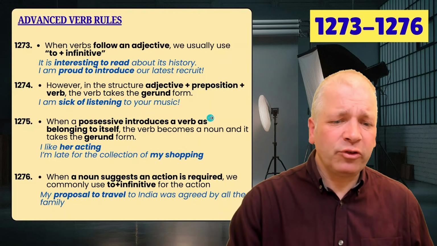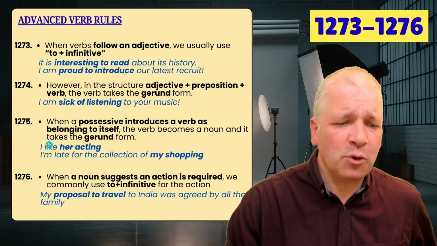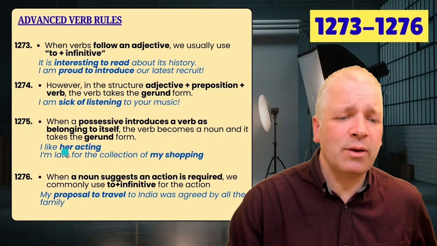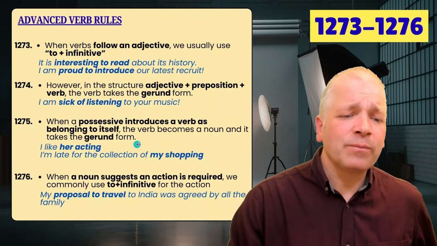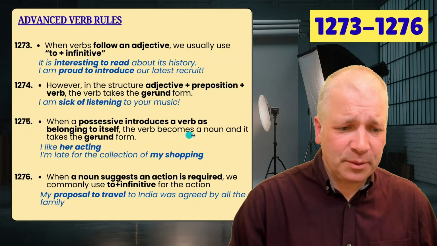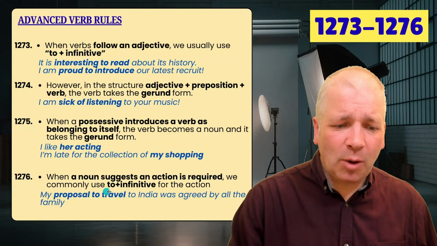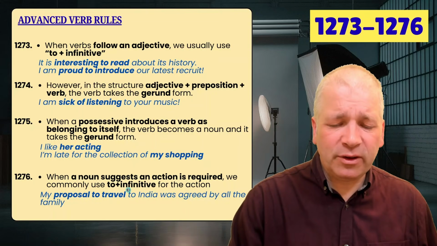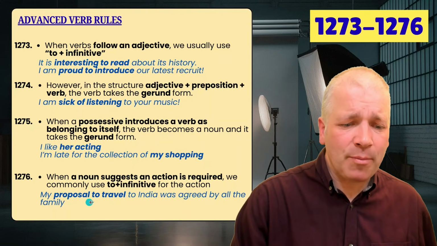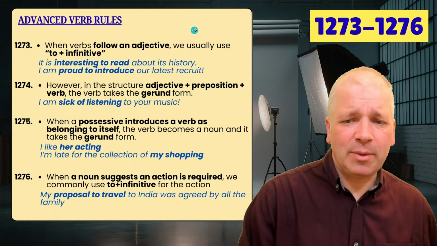When a possessive introduces a verb as belonging to itself, the verb becomes a noun and takes the gerund form. I like her acting. So we use the possessive to refer to the person. When a noun suggests an action is required, we commonly use to plus infinitive for the action. My proposal to travel to India was agreed by all the family.